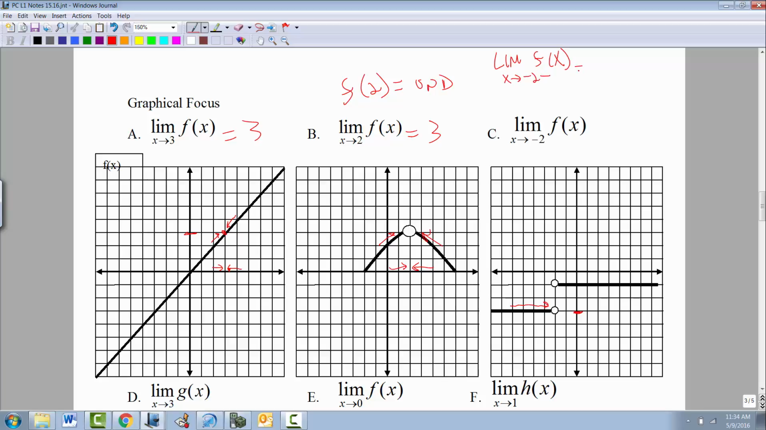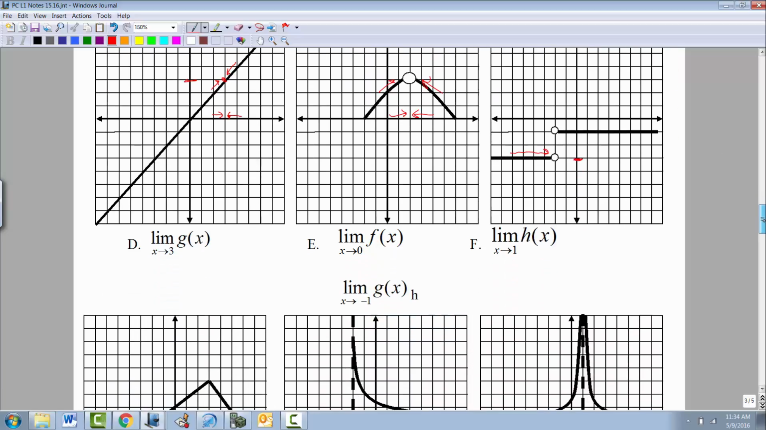Negative 2 from the left, you get negative 3. Negative 2 from the right, the last one. What do you approach there? Negative 1. These two don't equal, so what do you do? You cry. Does not exist.